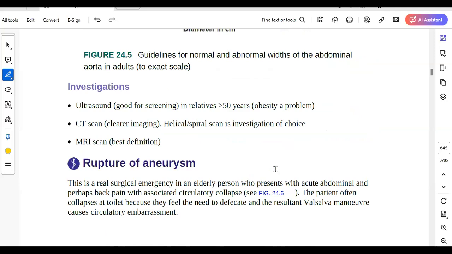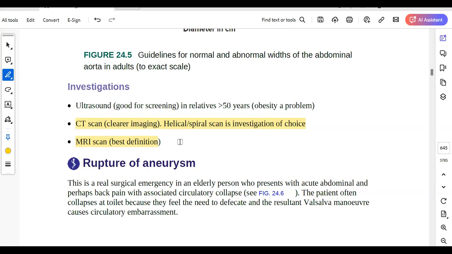So how do we investigate? If we suspect that the patient might have an abdominal aortic aneurysm, our first investigation can be an ultrasound. If ultrasound is not helpful or if it doesn't give us a clear picture, then best would be CT or MRI. So CT is the investigation of choice, and the best out of anything is MRI.